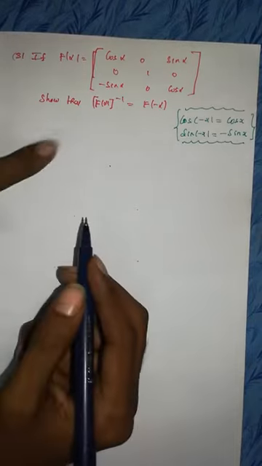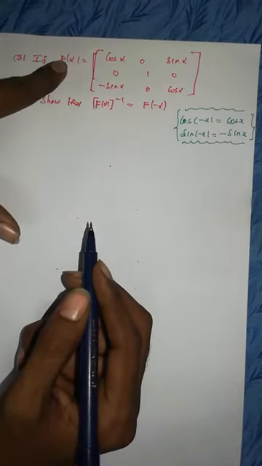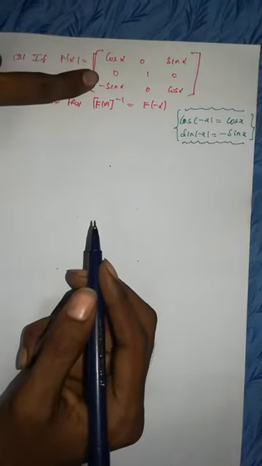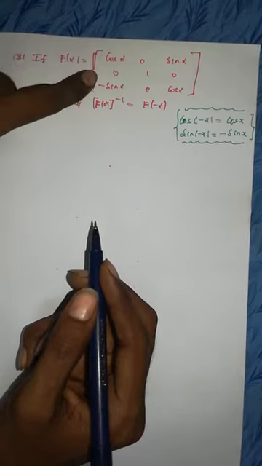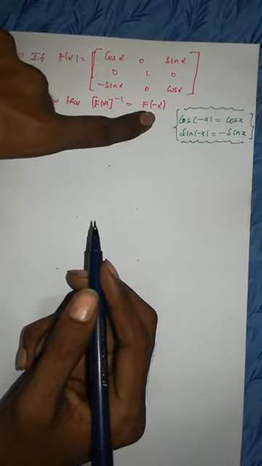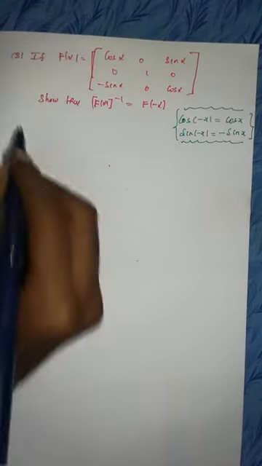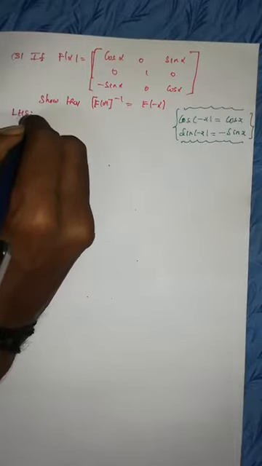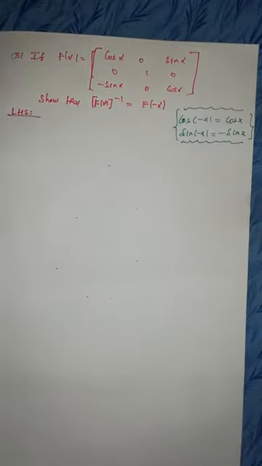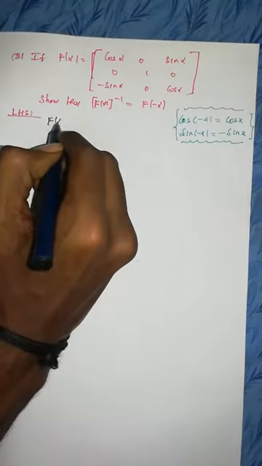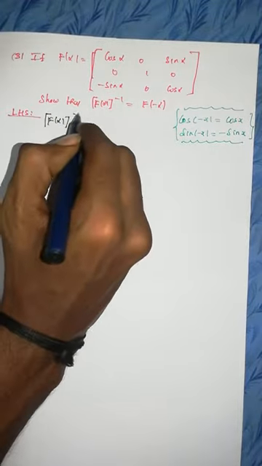So we need to find f of alpha inverse. F of alpha is given. We need to find the inverse of this matrix, and you need to substitute minus alpha in place of alpha, and you have to show that these two are equal. First I am finding LHS. So for finding LHS, I need to find f of alpha inverse.